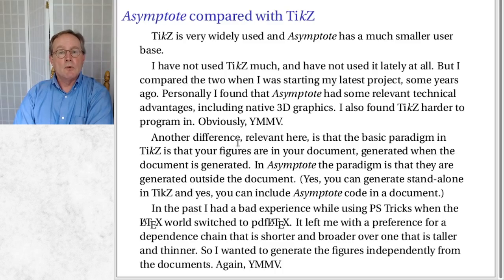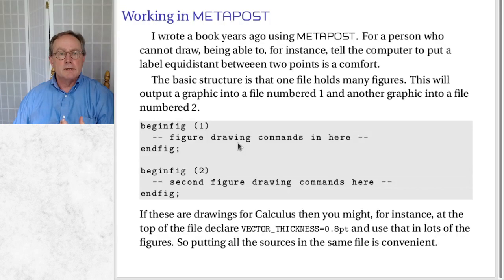It left me with a strong preference for a dependence chain that is shorter and broader over one that's taller and thinner. If you have a lot of prerequisites for your document, all these things need to work for your document to come out. I don't know, that makes me nervous, in part because of that past experience. So I wanted to generate the figures independently from the document. Again, your mileage may vary, and if I was generating a 5-page document for a calculus class lecture, that's all fine. But anyway, that was part of my reasoning.